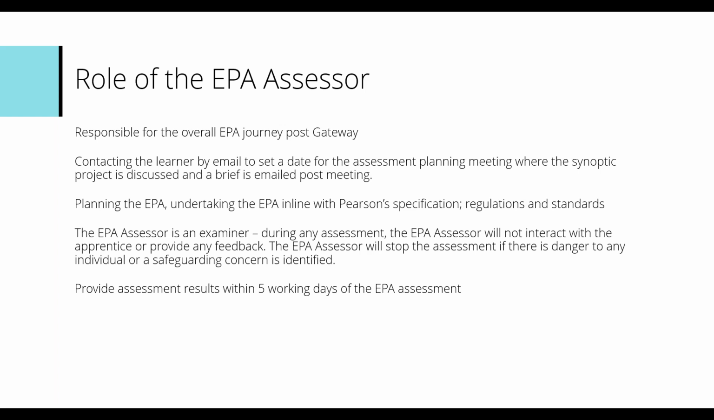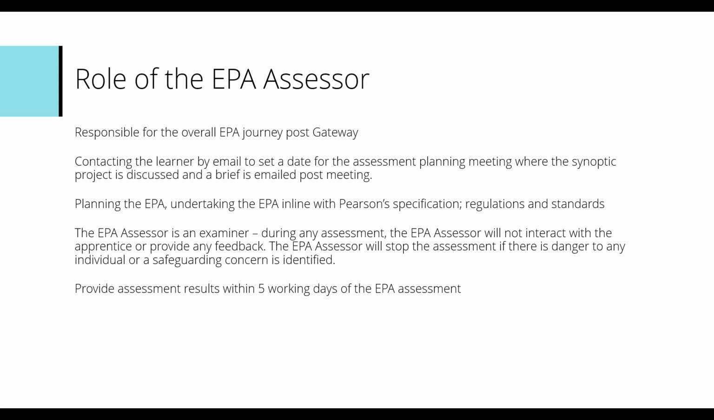Just briefly, I want to go over the role of the EPA Assessor. First of all, as I've mentioned, they're going to be responsible for the overall EPA journey post-Gateway. So after they've selected and confirmed evidence meets the criteria that I've outlined, they will then directly contact the learner by email to set a date for the assessment planning meeting. This is an important meeting for the learner, and it's where the assessor and the learner will discuss which synoptic project is the best project for them to undertake before they move to their final EPA.